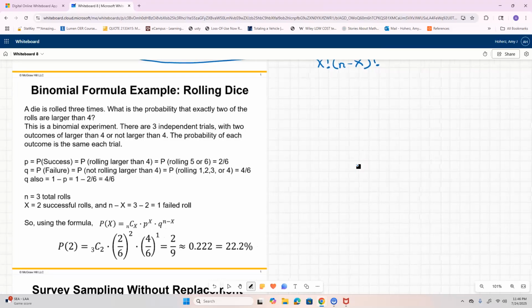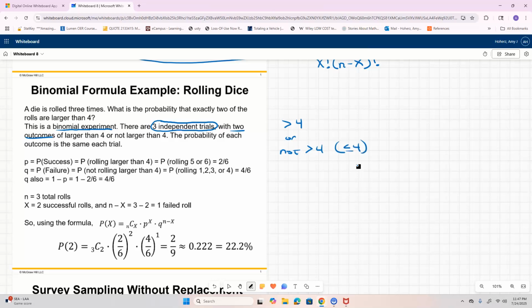So a die is rolled 3 times. What is the probability that exactly 2 of the rolls are larger than 4? So the first thing is, is this a binomial experiment? Yes, it is, because we have 3 independent trials. There's only 2 outcomes. The 2 outcomes are greater than 4 or not greater than 4, which of course you could say that's less than or equal to 4.